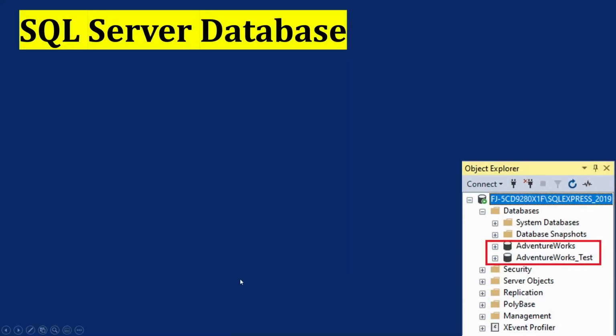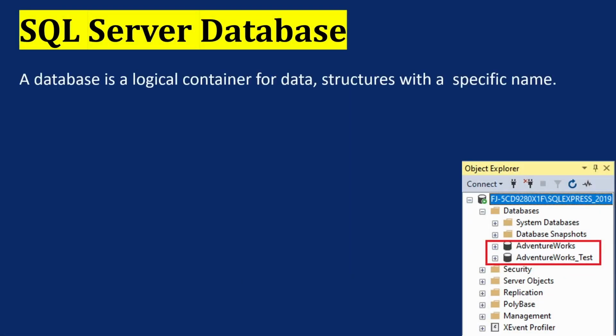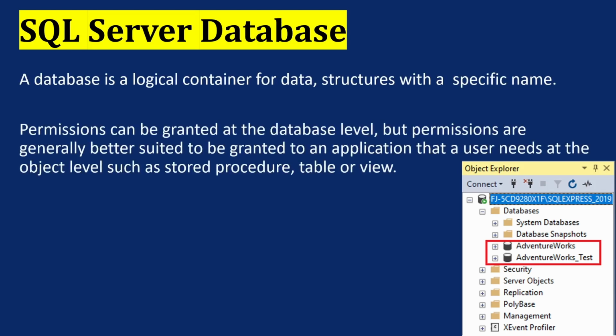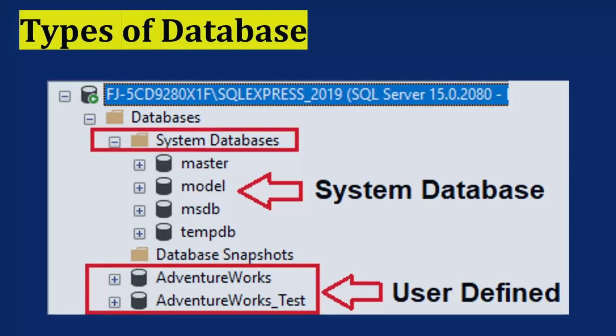SQL Server Database. A database is a logical container for data structures with a specific name. Permissions can be granted at the database level, but permissions are generally better suited to be granted to an application or user at the object level, such as a stored procedure, table, or view. Types of database. As you can see, there are two types of database. One is the default database, and the second one is a user-defined database, which is created by the user.